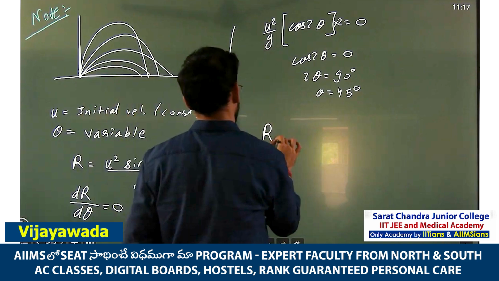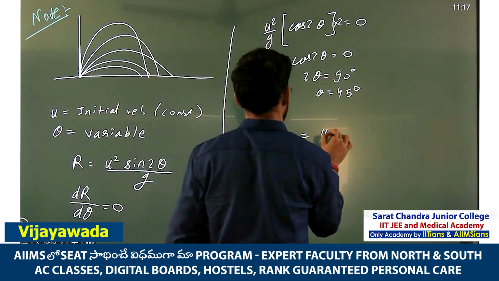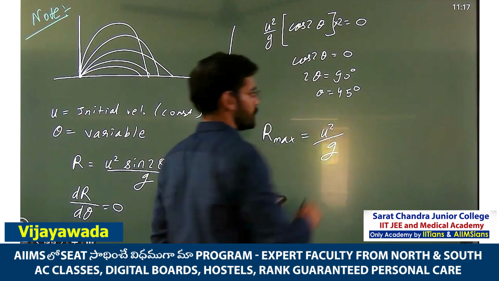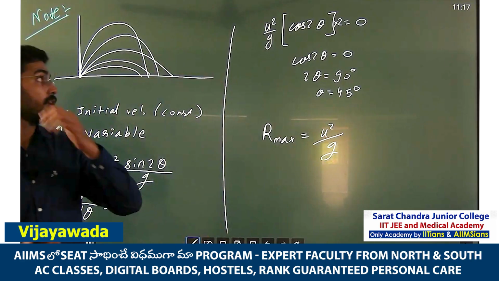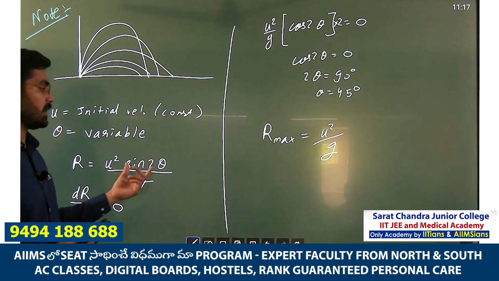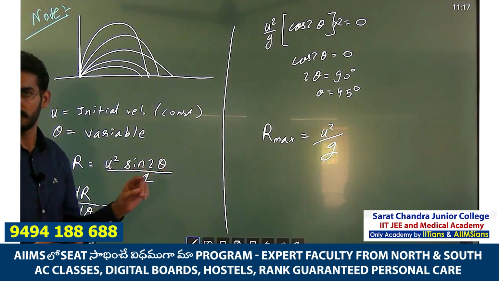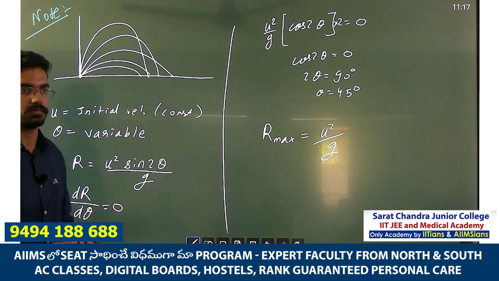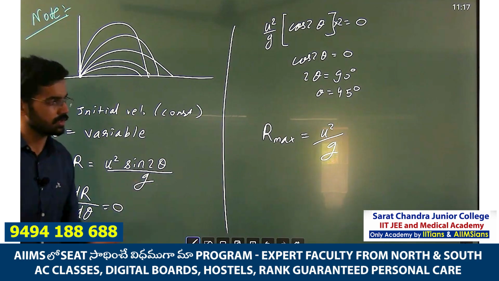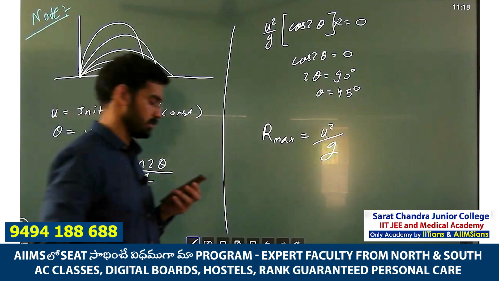So the maximum possible R is what? U square by g, when you put in sin 90. Or you can say directly from this formula, the maximum of sin 2 theta is what? 1. So theta should be 45, right? 2 theta equals 90. That is the maximum value, right? That's it. So the maximum range is u square by g.